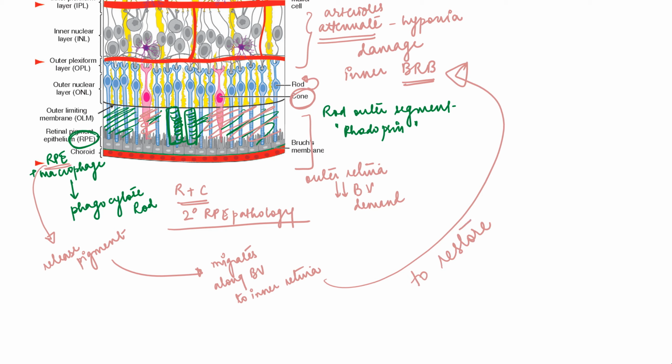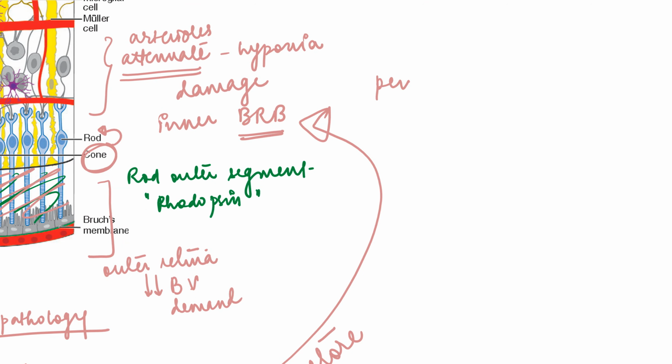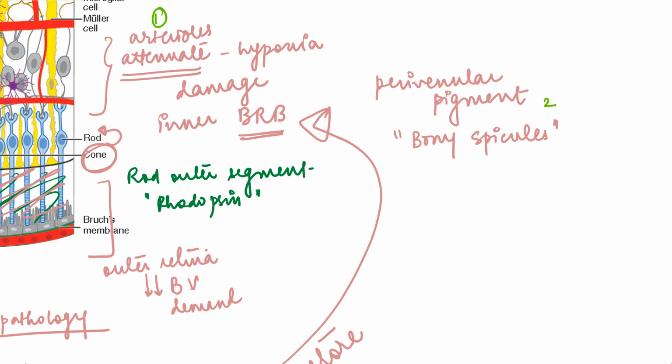So this pigment migrates along the blood vessels, more typically along the venules, and it tries to restore the inner blood retinal barrier by bridging the tight junctions. This is why we see perivenular pigment deposition. The way this pigment deposits is how a new bone matrix is formed. The appearance is thus like bony spicules. So we have seen arteriolar attenuation, we've seen bony spicules.